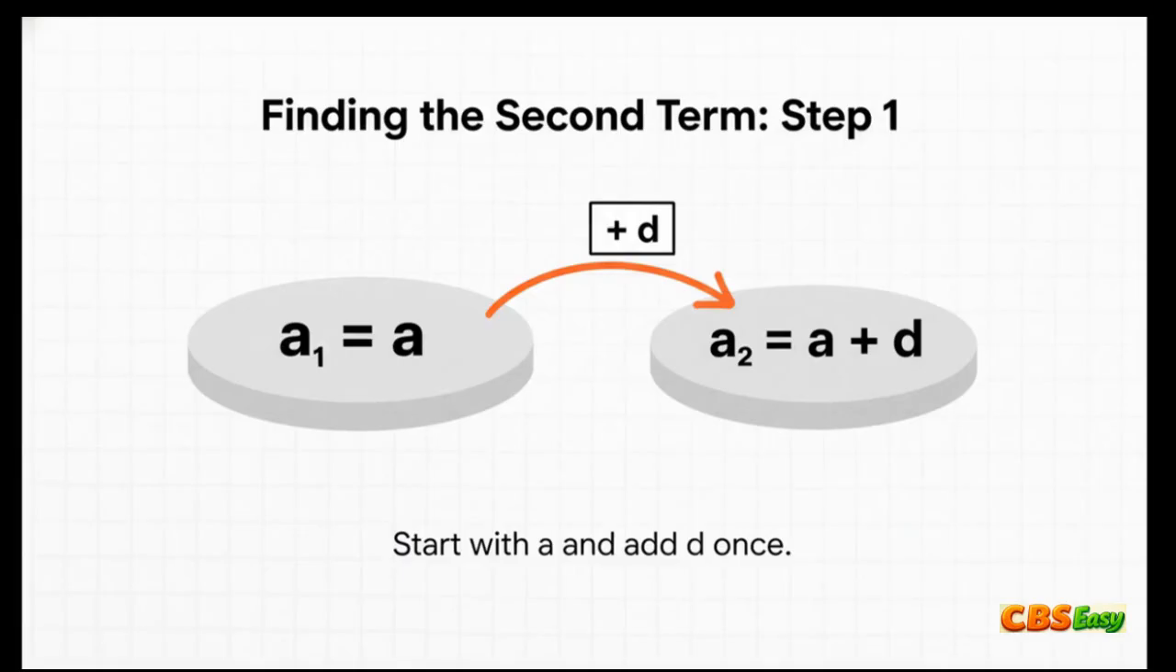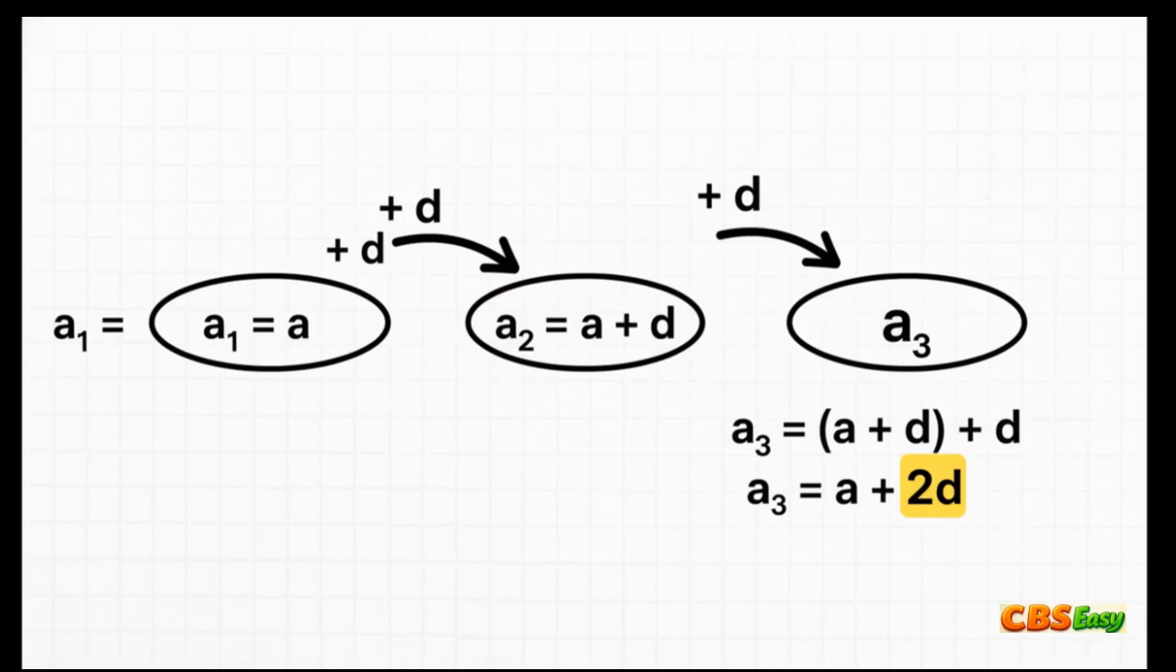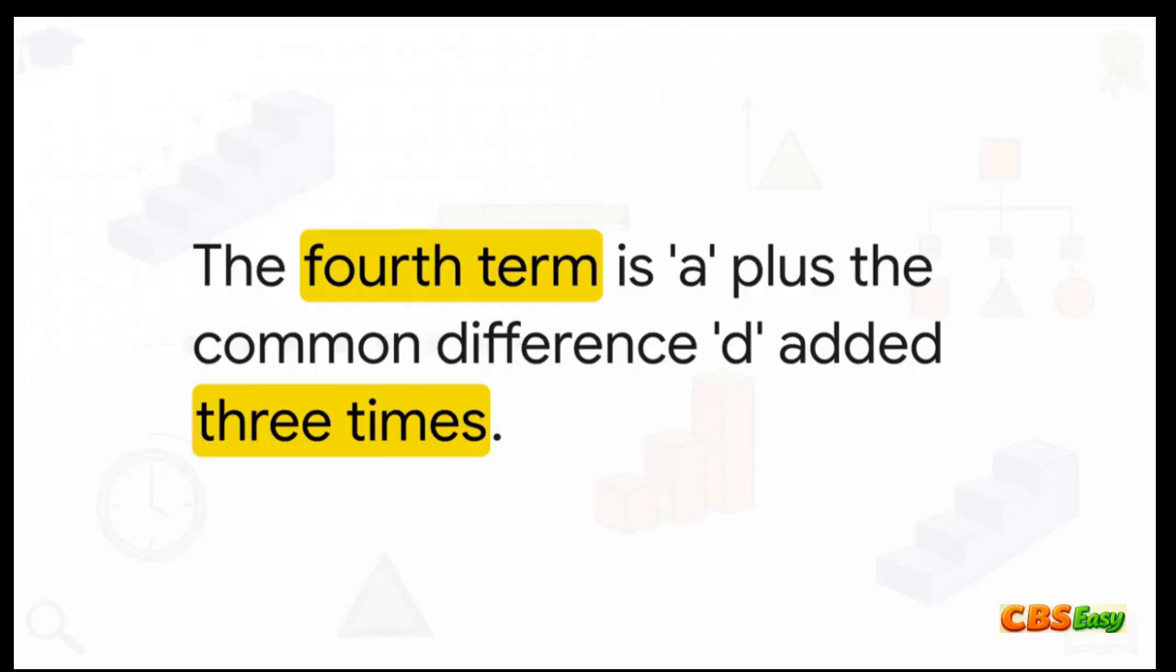It all just comes down to simple logic. Think about it. To get the second term in the list, what do you do? You take the first term, A, and you add the common difference, D, just one time. Simple enough. Okay, so what about the third term? Well, you just take the second term, which we already know is A plus D, and you just add D again. And what does that simplify to? A plus 2D.